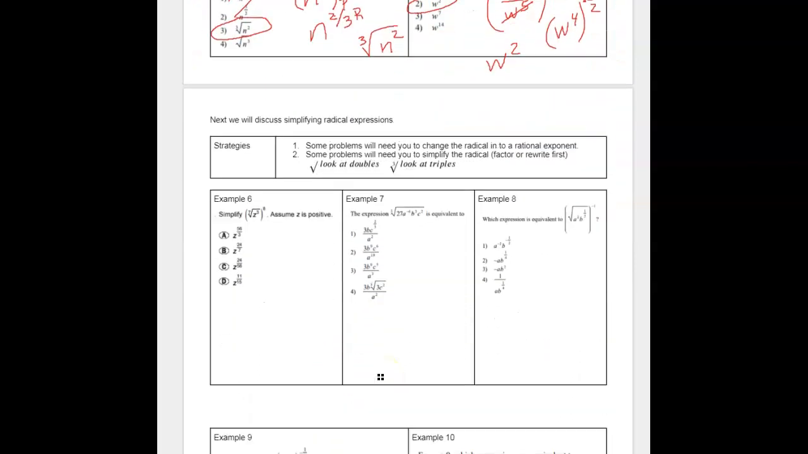All right, so now we're going to work on refreshing your memory on how to simplify radicals. So some will want you to change the radical to an exponent. Some will need you to simplify it first. So if you have a square root, you look for doubles. They come out once. If you have cubed roots, you look for triples. They come out once. So on this problem, it looks like they took the exponents and they want to write it without the radical. So we're going to rewrite this.